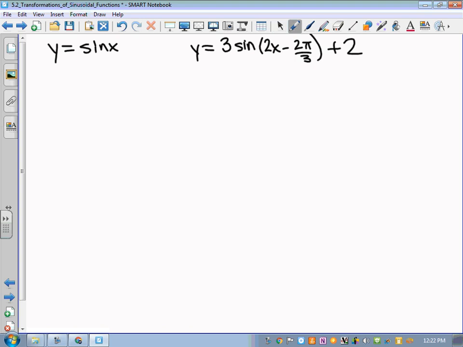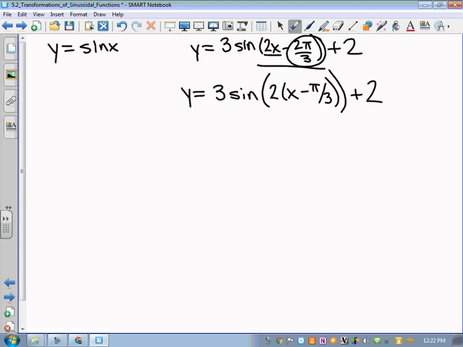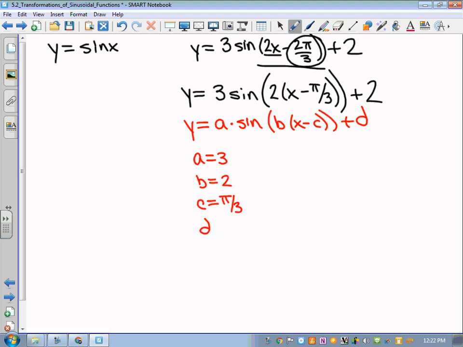The first thing we have to do is clean up the inside of that sine function, because this 2 pi/3 is not actually applied directly onto x. It's applied onto the term 2x. So we're going to factor that out like we have done in previous transformation chapters, and we're going to write that as 2 times x minus pi/3, and then finally +2 on the outside. And again, writing that general form has a benefit. This is now in our standard transformation form, which is a big advantage because hopefully it's borderline trivial to identify that A is 3, B is 2, C is +pi/3, and D is +2.